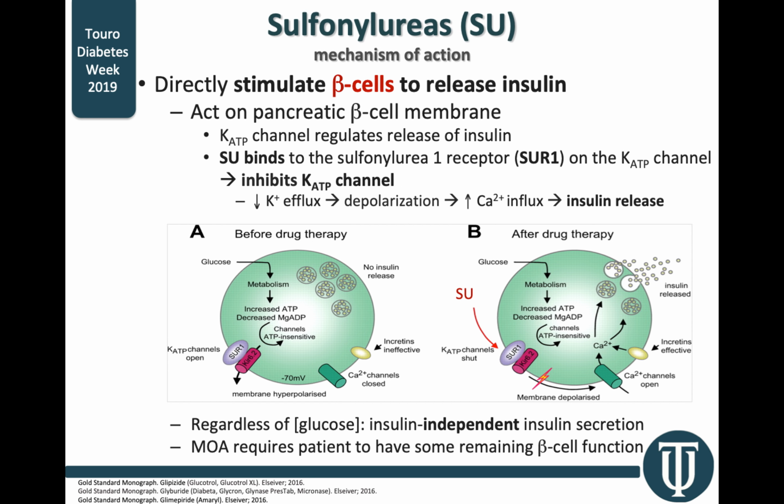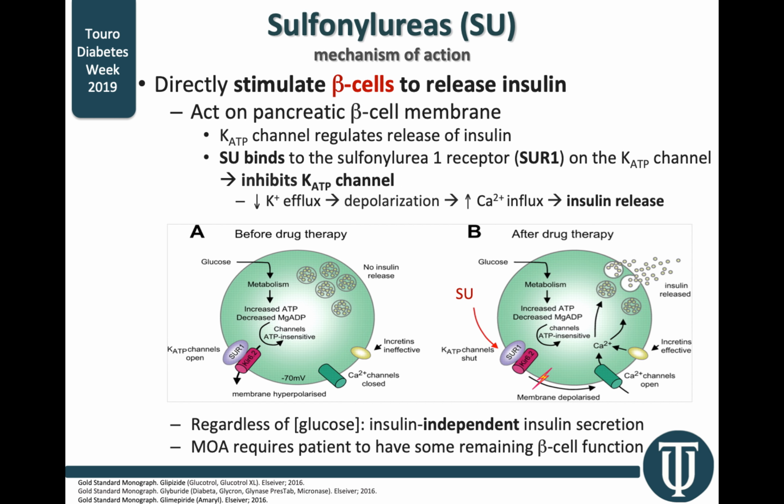Sulfonylurea would bind to this receptor, the so-called sulfonylurea 1 receptor on the potassium channel, which is ATP-sensitive. Once the sulfonylurea binds to the potassium channel, we will see a decrease in potassium going out of the cell. With less potassium ions going out, this will lead to depolarization.